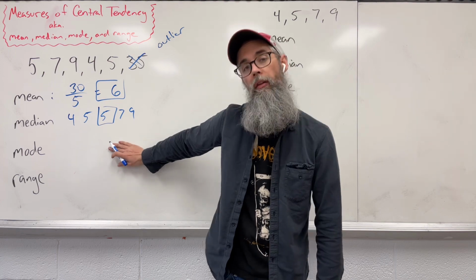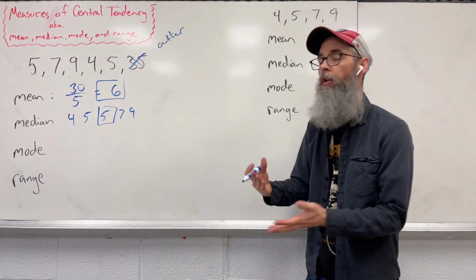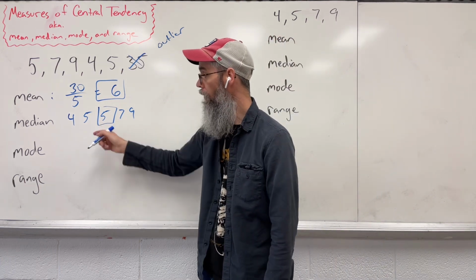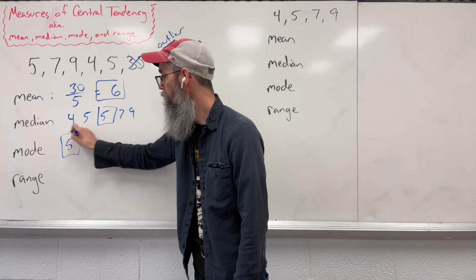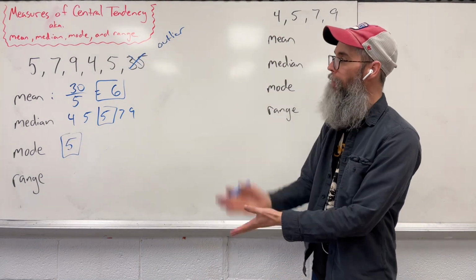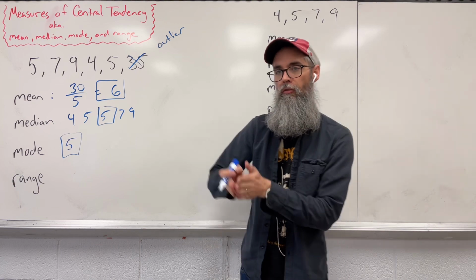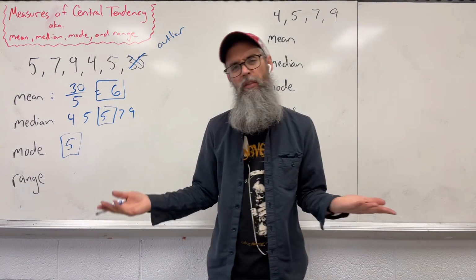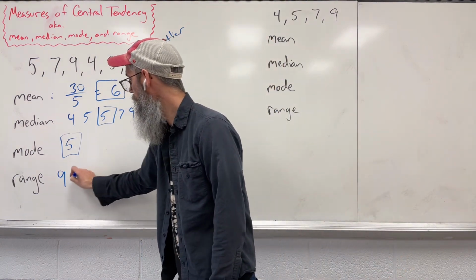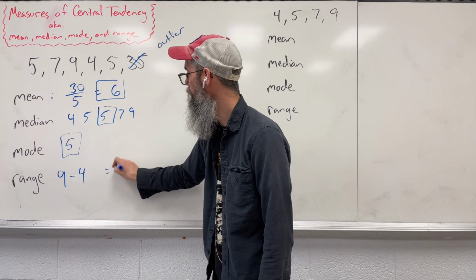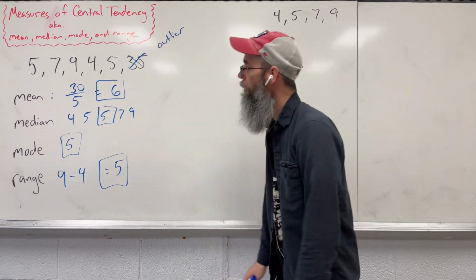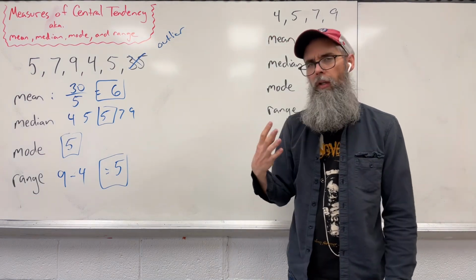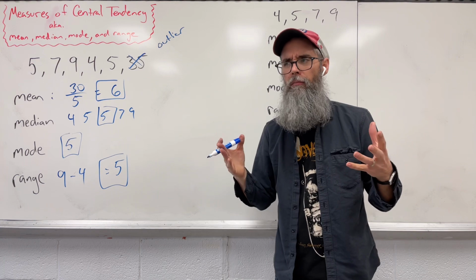Mode stands for the most occurring. What number repeats itself the most in this lineup? I see 5 over and over again. 5 is my most repeated number. And my range. Range is the distance from my highest to my lowest. So that just is a fancy way of saying subtraction. So we say 9 minus 4, giving us 5.